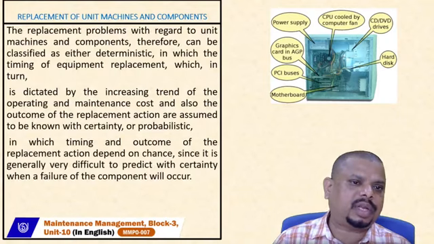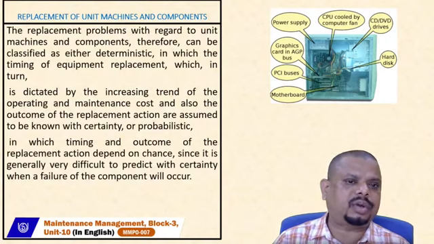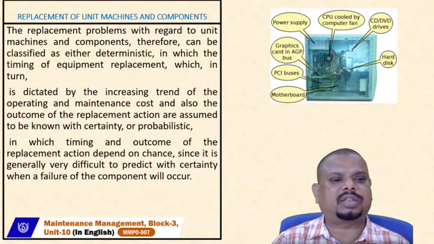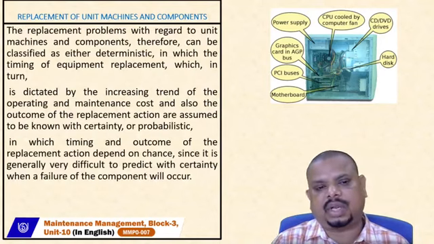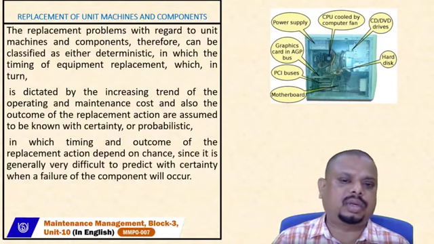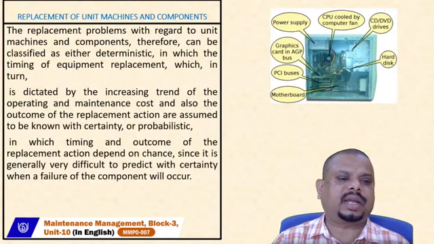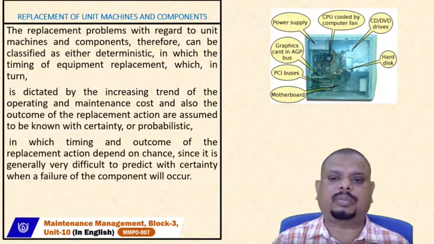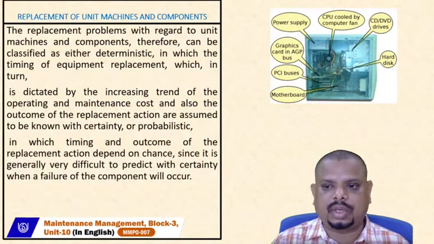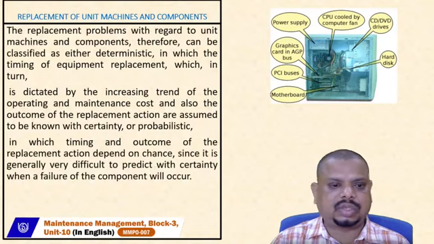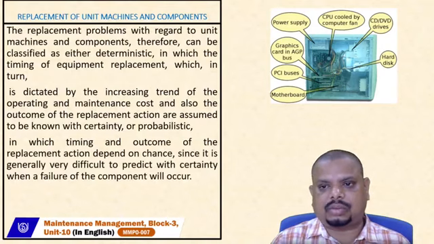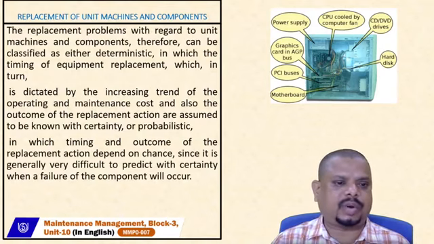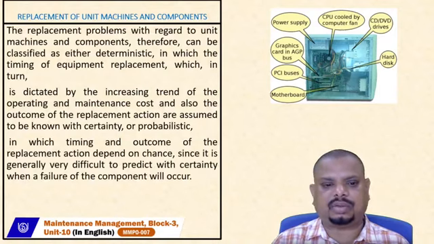Whenever you apply replacement of units of machines and components, first you have to focus upon the machine and components. They can be classified as deterministic, in which the time of equipment replacement is dictated by the increase in operating and maintenance cost. For example, if you want to go for replacement of a motherboard, first you have to identify whether the motherboard condition is good or it should be replaced. Similarly, for CD and DVD drives, the operating hours provide various aspects of maintenance and maintenance cost.